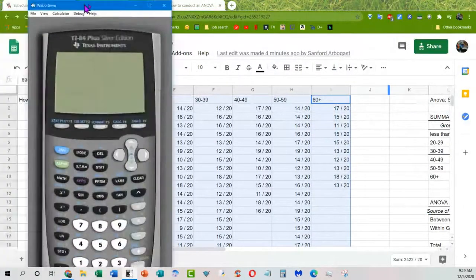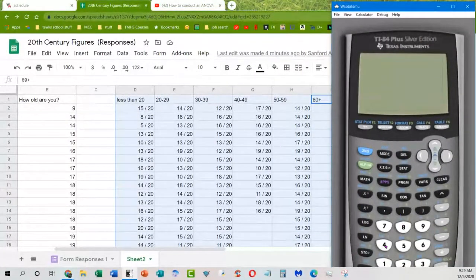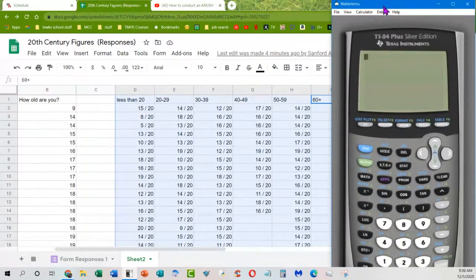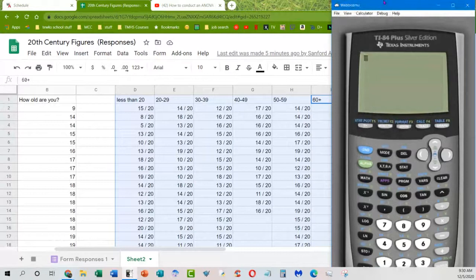I don't want it over there. I want it over here. But why? Oh, okay, it's on. All right.